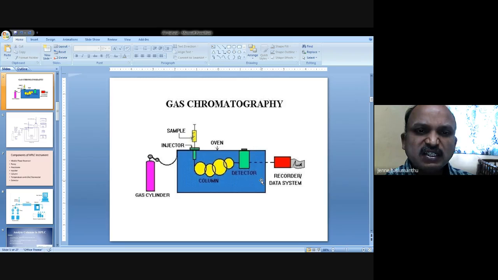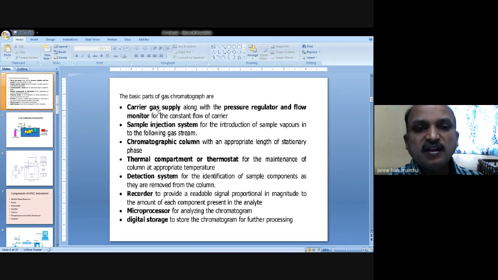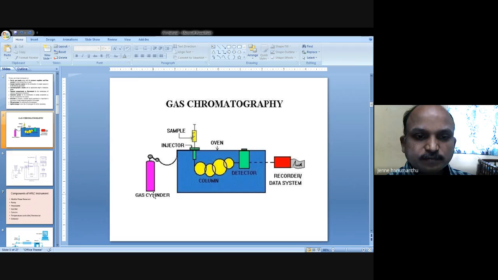Generally in gas chromatography, the main parts available are the carrier gas supply. The carrier gas supply is a pressure regulator and flow monitor for the constant flow of the carrier. This gas cylinder provides some gas, and that gas is the carrier. That gas is also called the mobile phase. Okay, that's it.